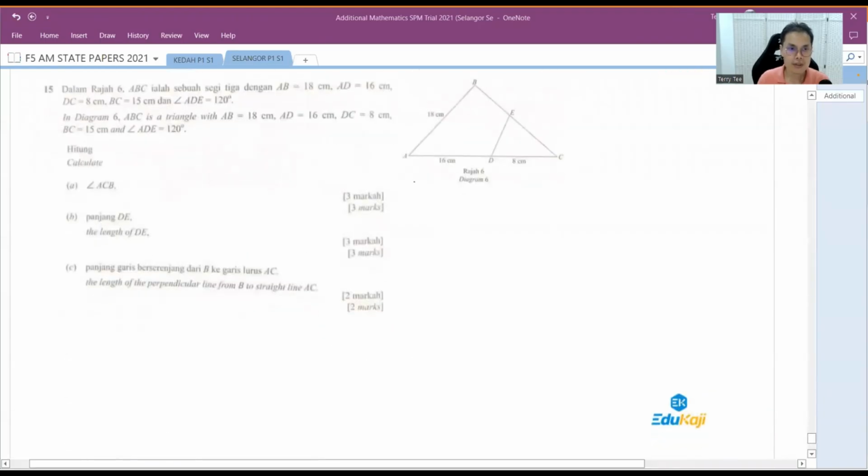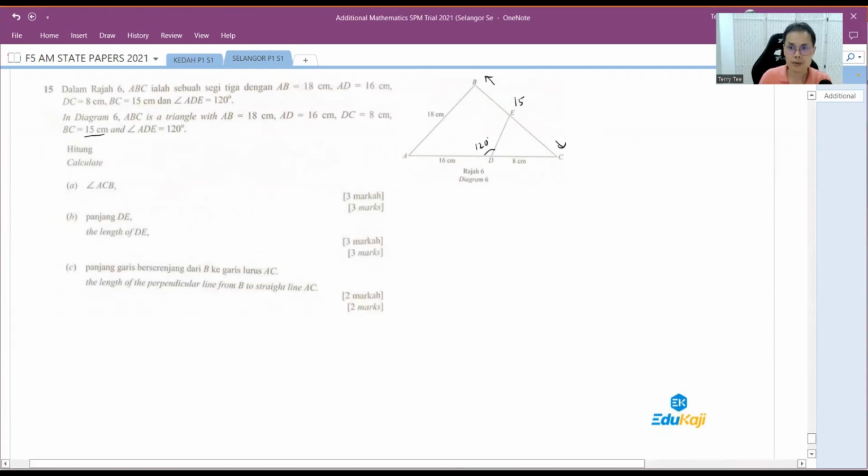Okay, and the last question, this is a solution triangle form for chapter 9. Now, most of the time, this question will come in paper 2. It is unlikely to come paper 1. It's usually a section C question in paper 2. Okay, anyway, now the first thing is I want to find angle ACB. If you look at the diagram, all the information are given, but they didn't label this 15. BC is 15 over here, and angle ADE is 120.